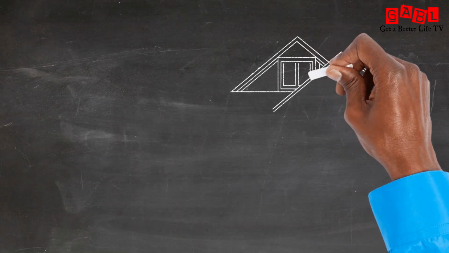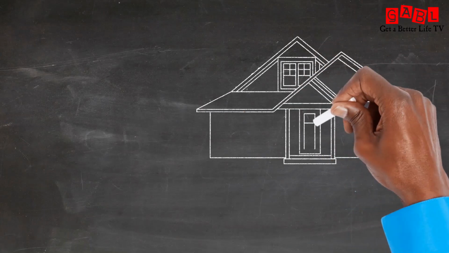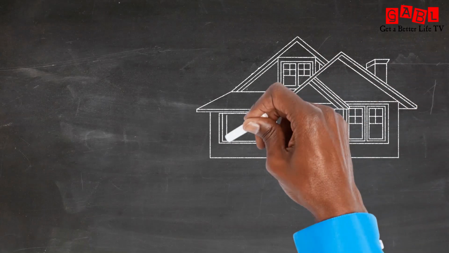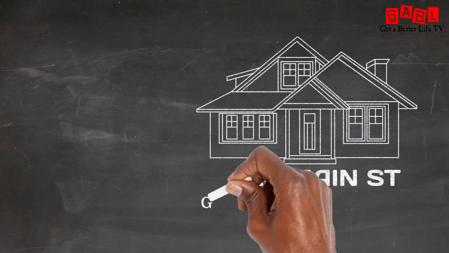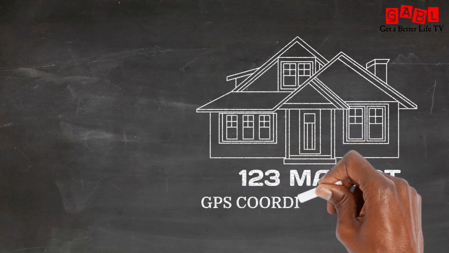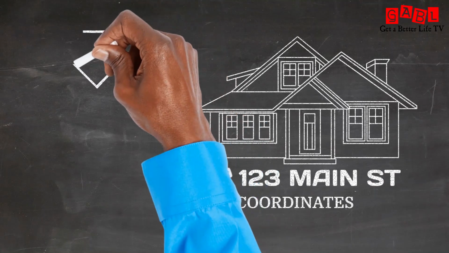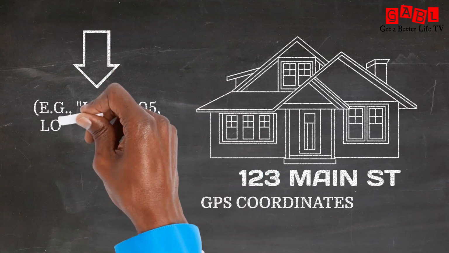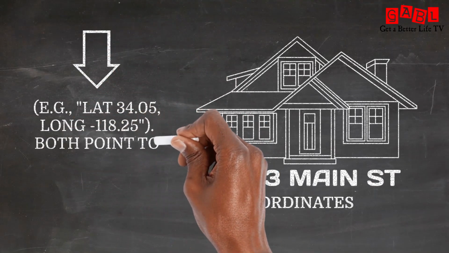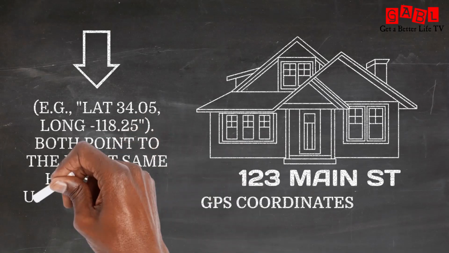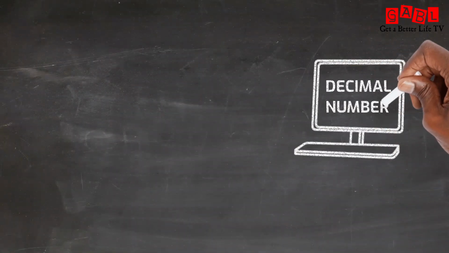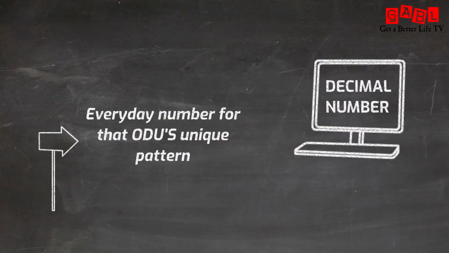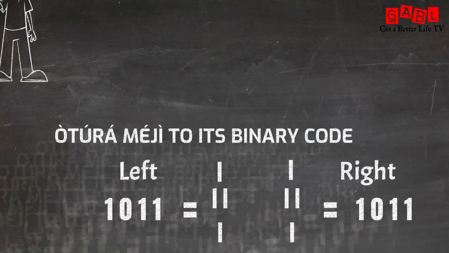It's like a specific house address. A house has a street number, for instance, street number 123 AYZ Street, or GPS coordinate, e.g., latitude 34.05, longitude 115.25. Both point to the exact same house, just using different systems, right? The decimal number is the everyday number for that Odu's unique pattern.